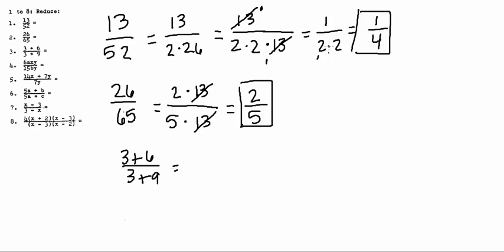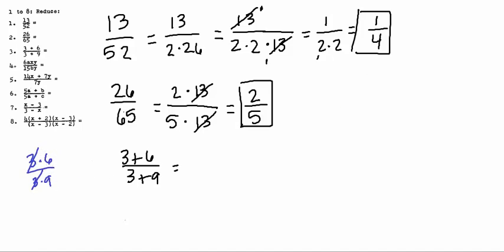If the question instead was 3 times 6 over 3 times 9, that would be a different story. Then you could cancel this 3, and this could even be further reduced, but since that's not the question, I won't even go there.